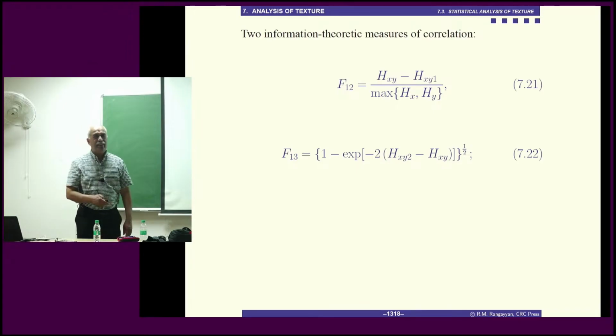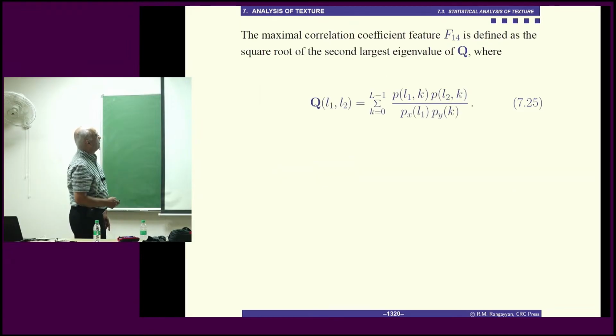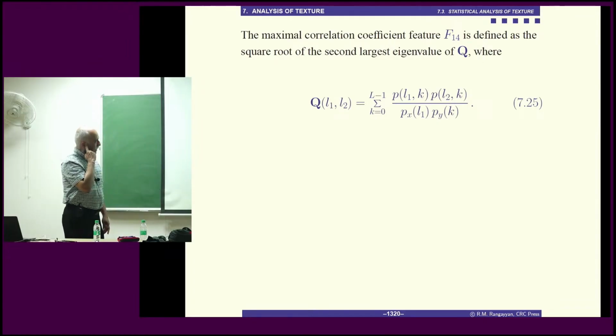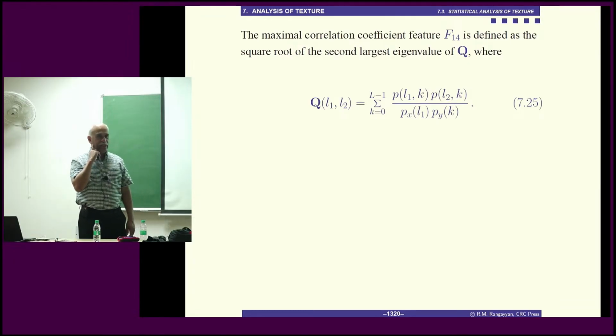Why, or what does that represent? I could not find a suitable interpretation. And the last one is further complicated. Complicated in the sense that something is being done, but there's no interpretation given. The probability p(l1, k), p(l2, k) divided by p_x(l1), p_y(k). I found this expression a bit awkward. There is something wrong, but I checked with my colleague and checked with other sources. I even wrote to Haralick.